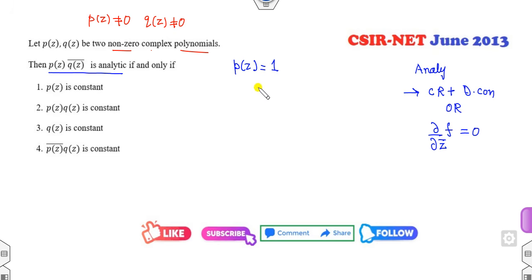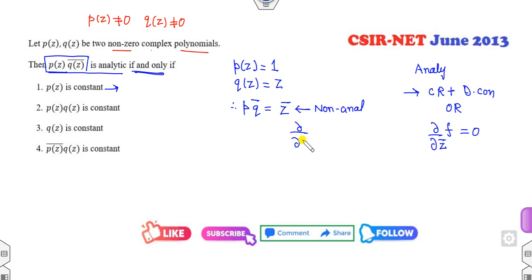What value can you choose so that this property is satisfied, because it's an if and only if. What value of Q can you choose so that this is not analytic? Can you think about that? That's simple. I can choose z. Then what is P into Q bar? That is z bar, which is non-analytic. Why? Because you can see the derivative of this z bar is non-zero. So that means P can never be constant.